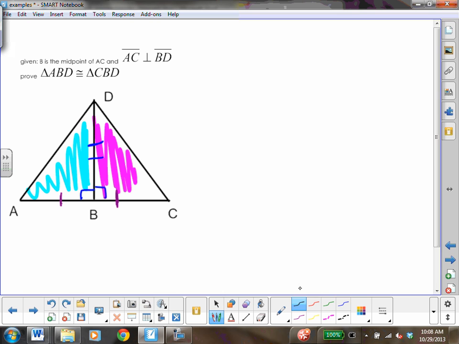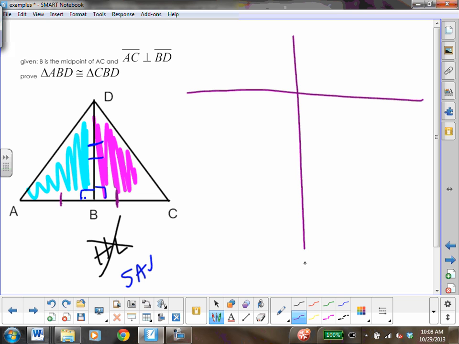Now, just because we have a right angle doesn't automatically mean HL. Notice, we have no information about the hypotenuse of either triangle, so I have to look at a different reason. How about side angle side? So, let's create our proof.